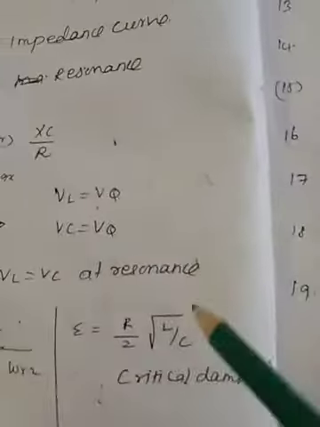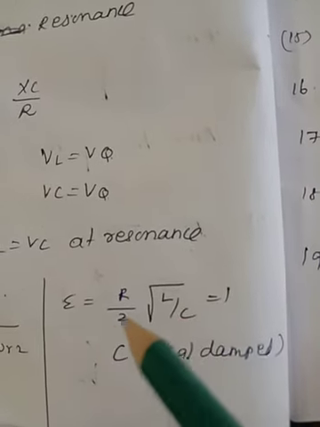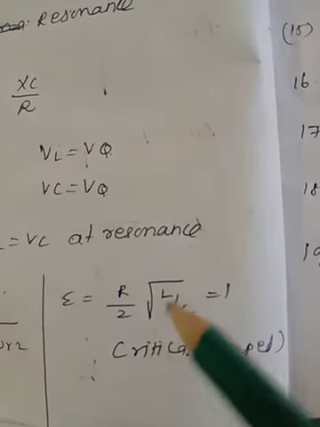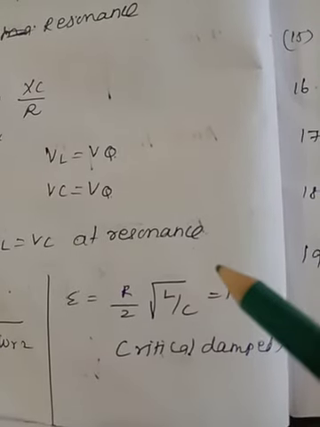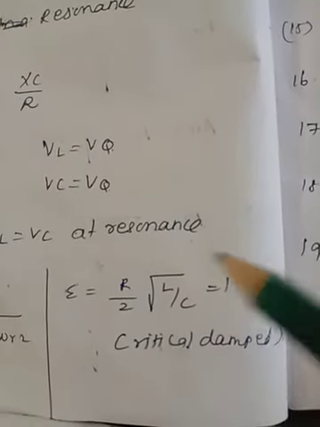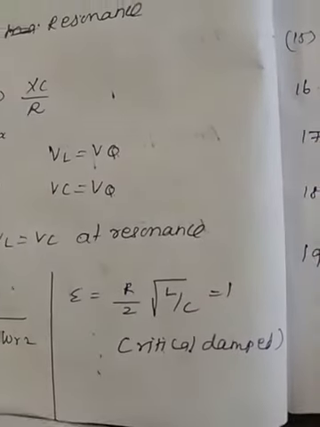Next one, for series resonance, we know for critical damping, already in the last session I explained, the damping factor is equal to R/2 into root of L/C. For a critically damped system, this value will be equal to 1. For overdamped, it is greater than 1. Underdamped is less than 1. Okay, so these are all main points.